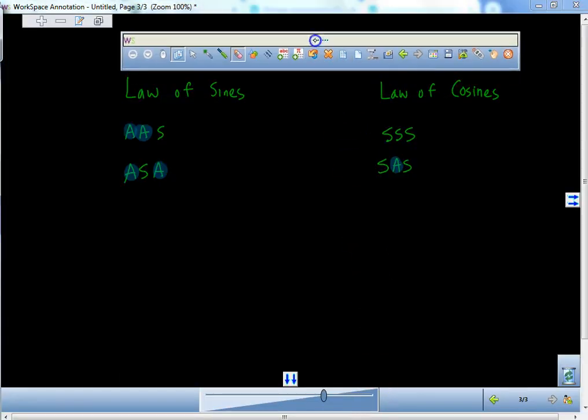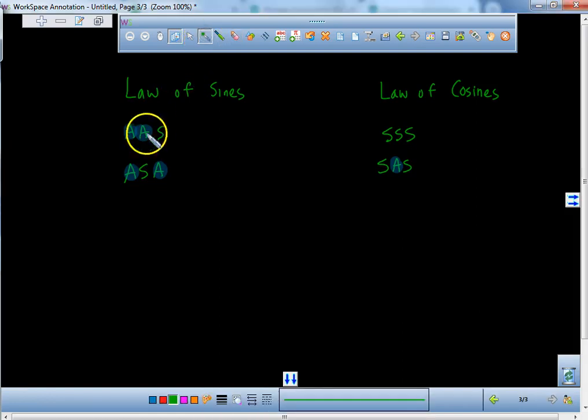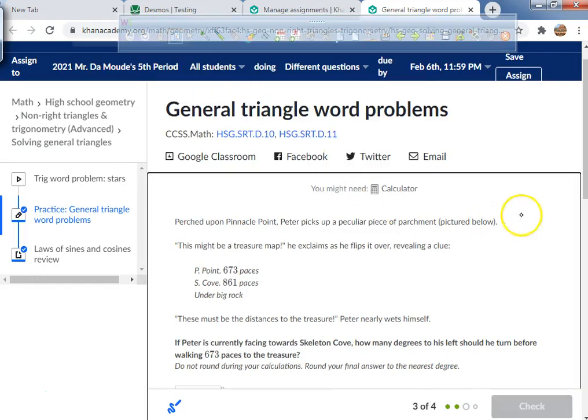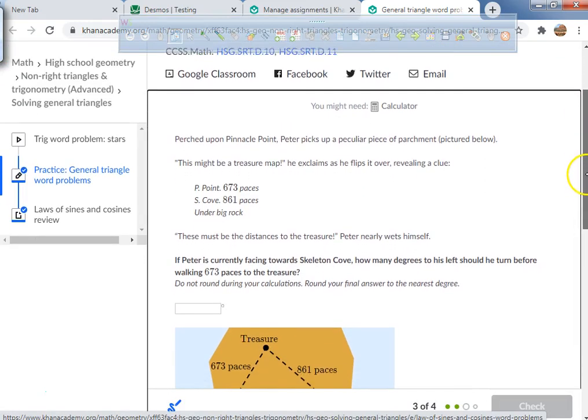I want you guys, in your journal, you should have this. If your triangle has angle, angle, side, or angle, side, angle, you're going to be using the law of sines. If it's side, side, side, or side, angle, side, we're using the law of cosines. So make sure you are aware of that. So let's take a look at our picture.